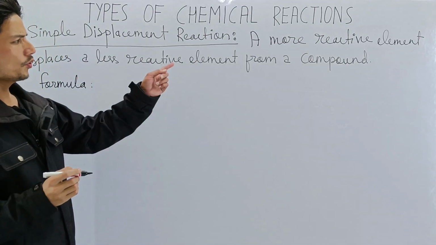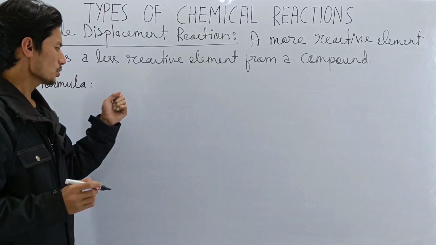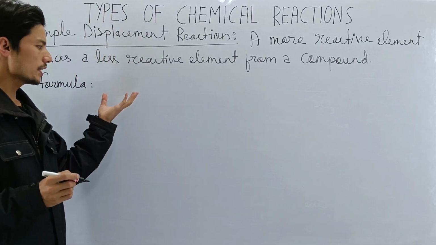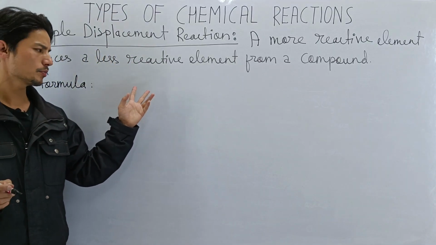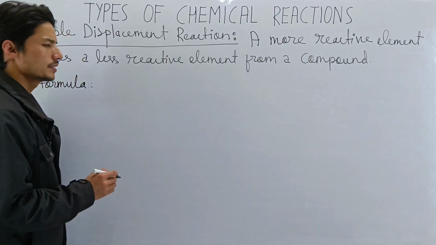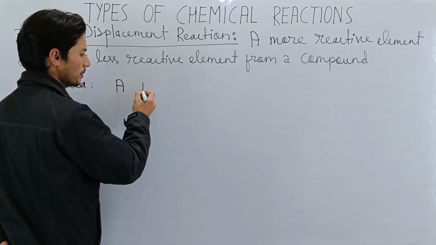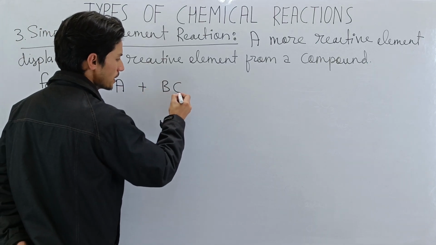So a more reactive element displaces a less reactive element from a compound. So in a simple displacement reaction, there will be two reactants. One reactant will be an element, the other will be a compound. For simple illustration, we can write like this: A, let A be the element, and let the compound be BC.